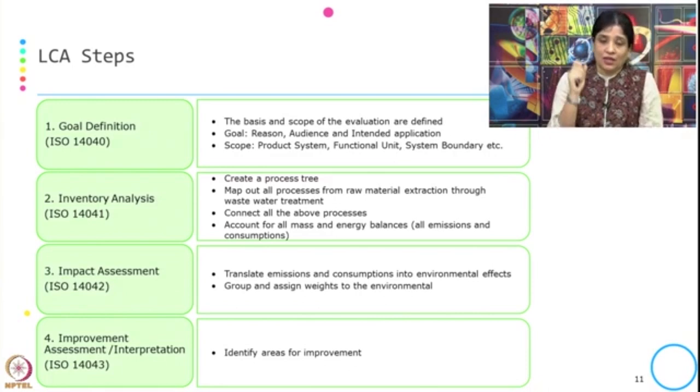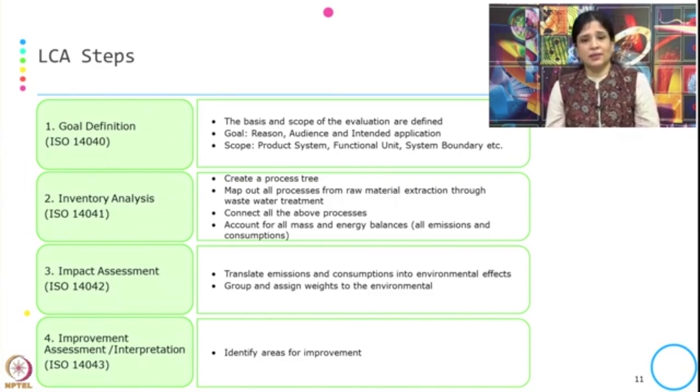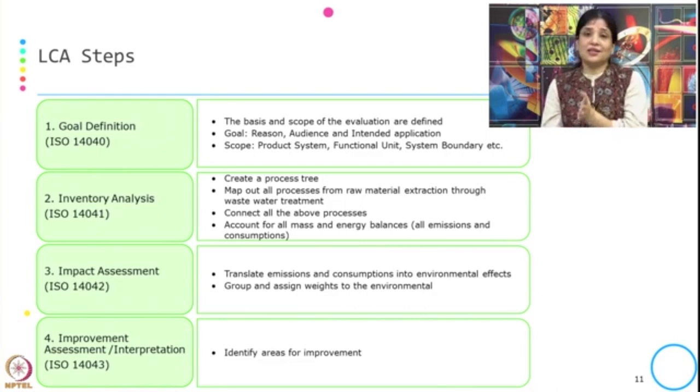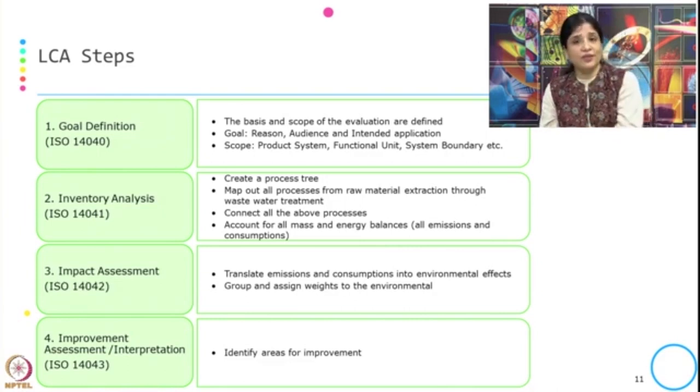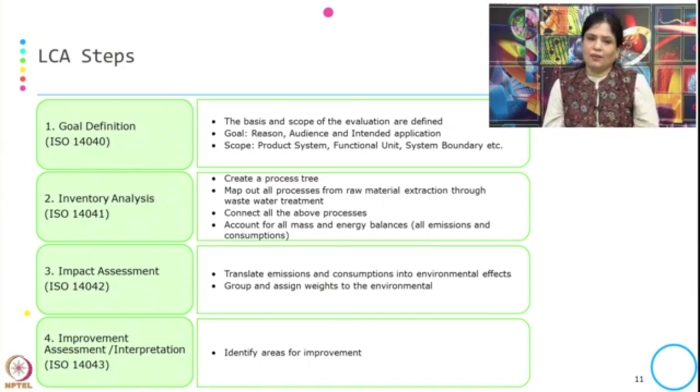Then the next step is that once we create the inventory of the raw material use, energy use, and whatever outcome we are getting, then we get into the impact assessment. And what is impact assessment? In this stage, we translate the emission and consumption into the environmental effect, and we group and assign weight to the environment.